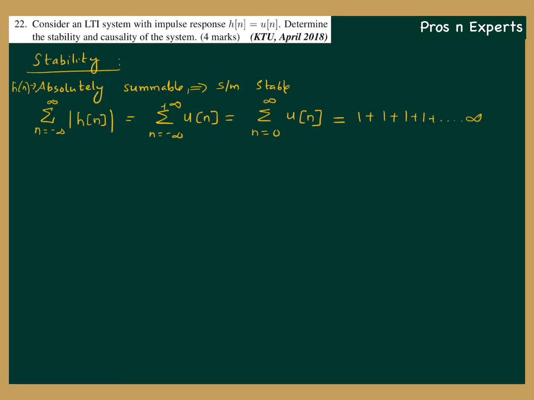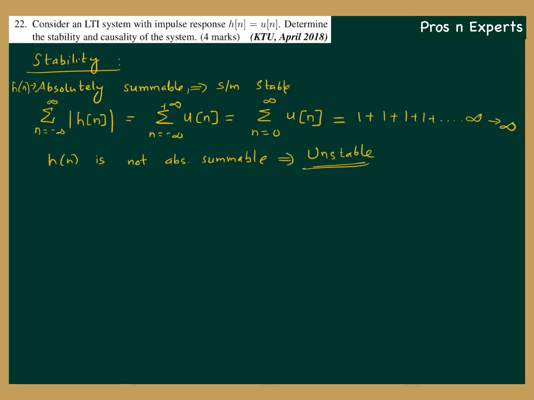Is it absolutely summable? No, its answer is tending to infinity, so it is not summable. So h of n is not absolutely summable, and that makes us say this system is unstable.